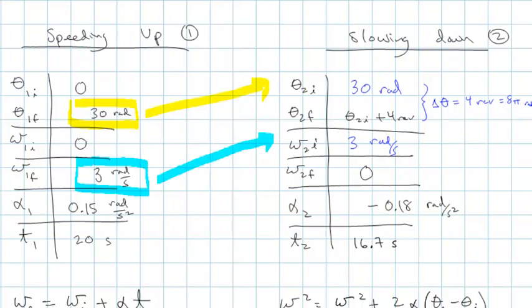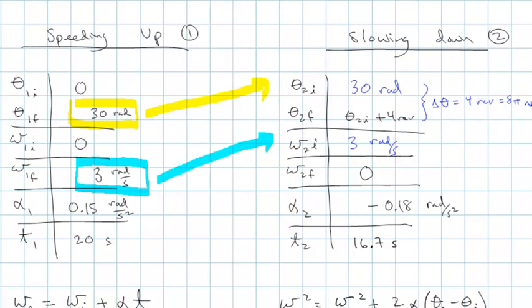And the total number of revolutions is 30 radians plus 8 pi radians. That gives you the total angle traveled. If you wanted it in revolutions, you could convert that to revolutions. And you have all the information here to answer the questions.